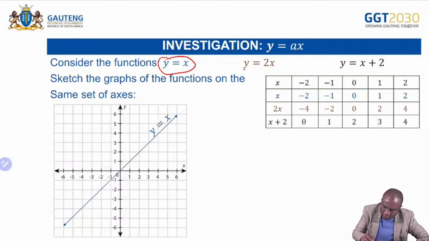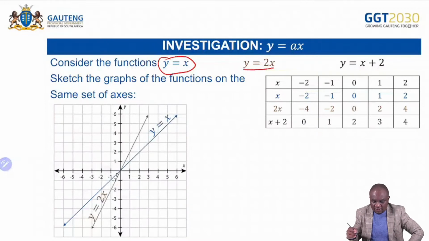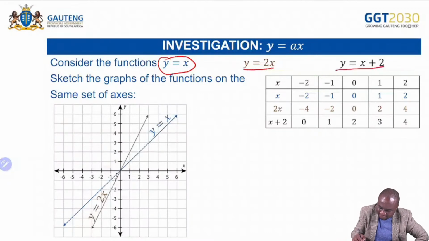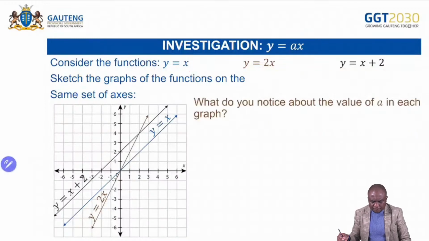And then the graph of y is equal to 2x is going to look like this. Okay, I use those points. You can check later. And then the graph of y is equal to x plus 2 is going to look like this. Okay, right. And then let's discuss these 3 graphs.